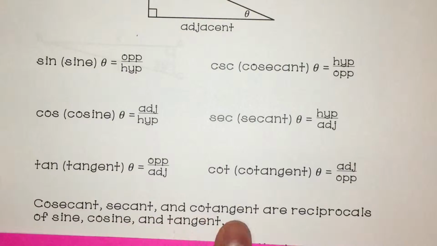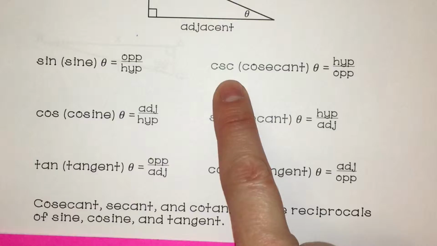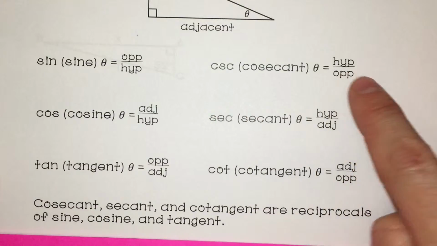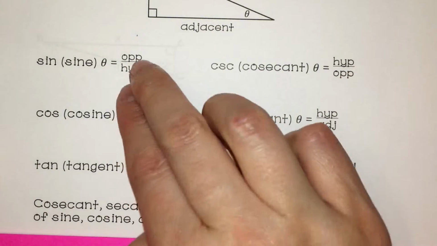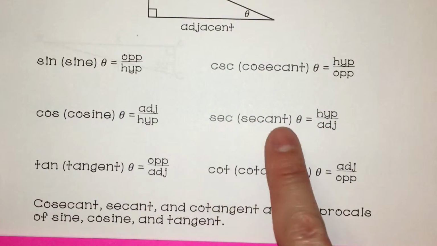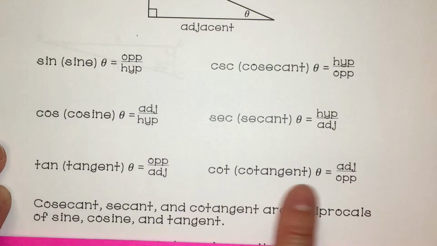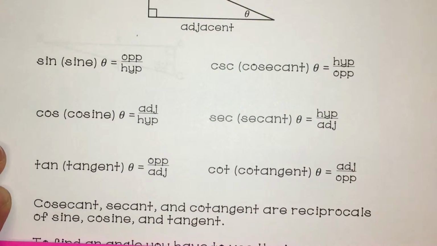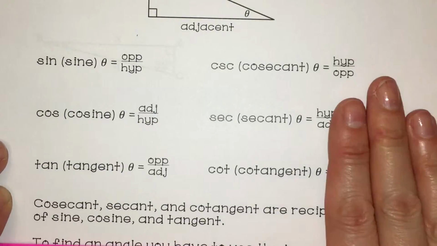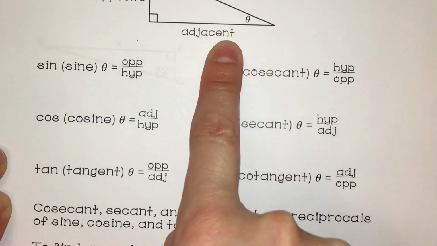Cosecant, secant, and cotangent are all reciprocals of sine, cosine, and tangent. So cosecant theta is hypotenuse over opposite. So it's just sine flipped over. Secant theta is hypotenuse over adjacent, and cotangent of theta is adjacent over opposite. So we're going to use all of these to help us identify side lengths and angles. You can just stick to the first basic three, or you can use these ones also.